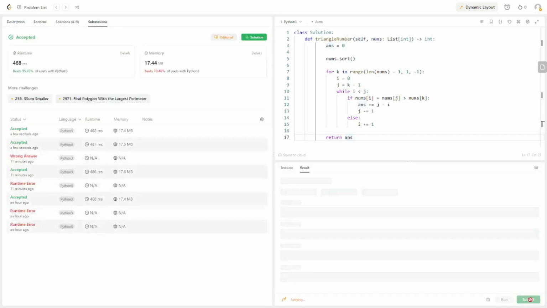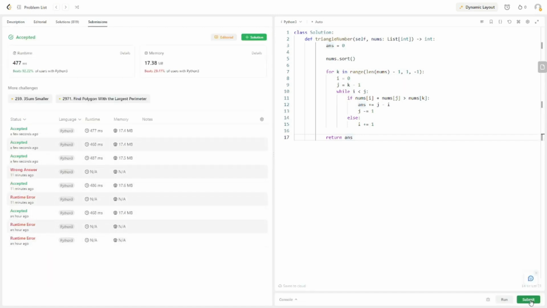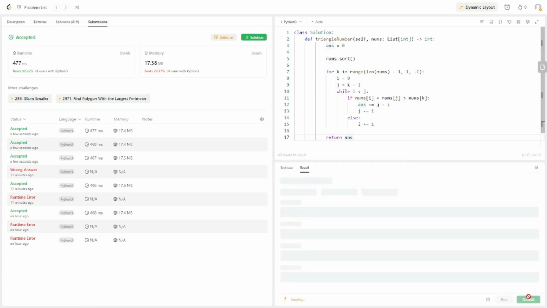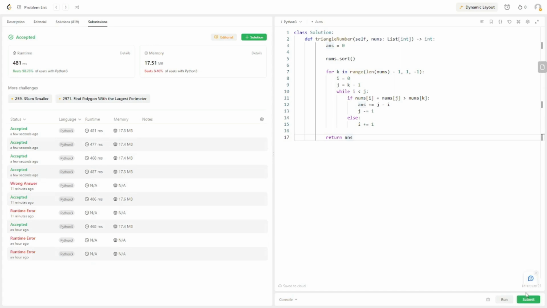Very nice. The time complexity is actually O(n squared), where n is the length of the input list nums. This is because there are two nested loops. The outer loop iterates over the elements of nums from the last element to the third element, and the inner loop iterates from the first element to the second to last element. Therefore, the number of iterations is n squared.